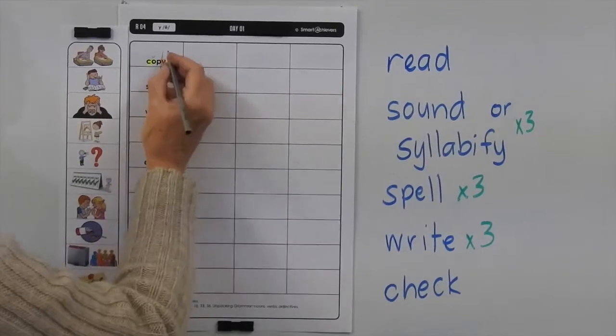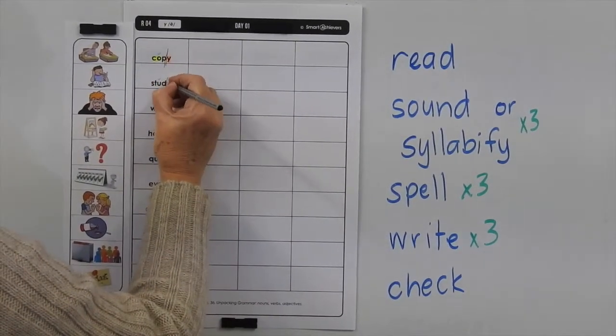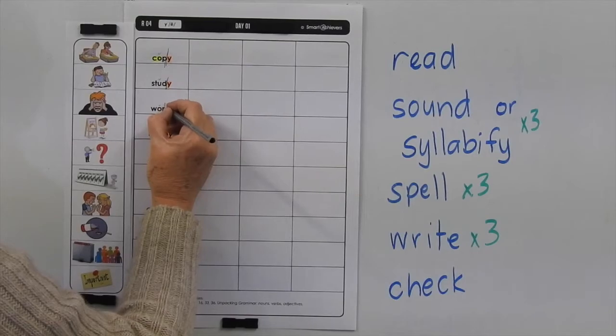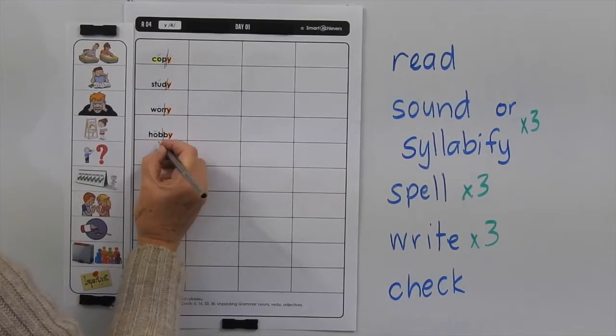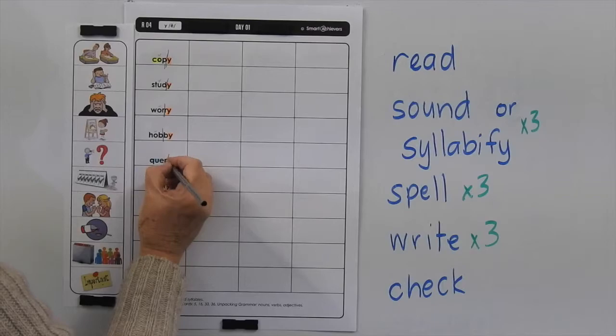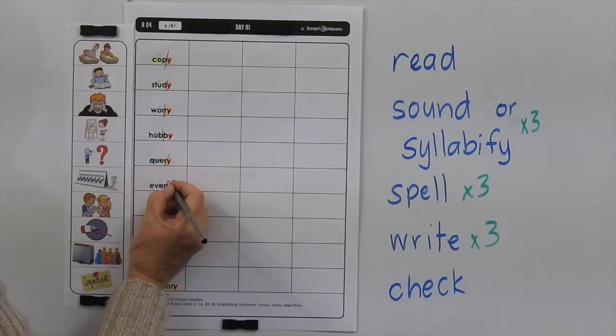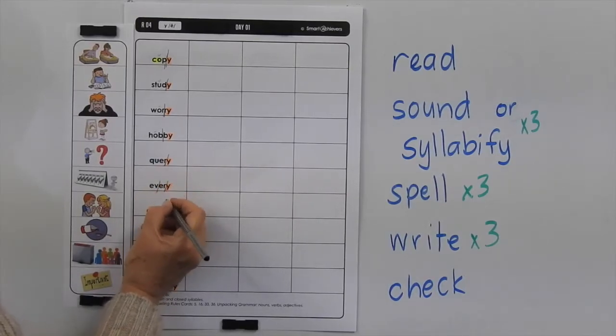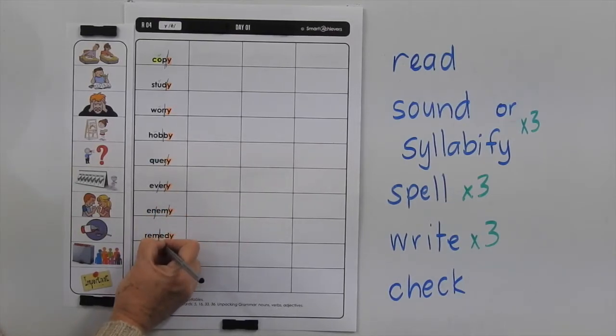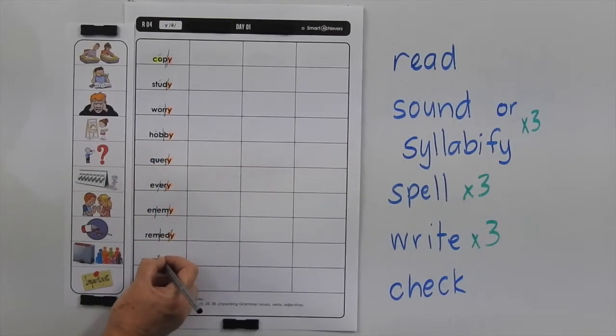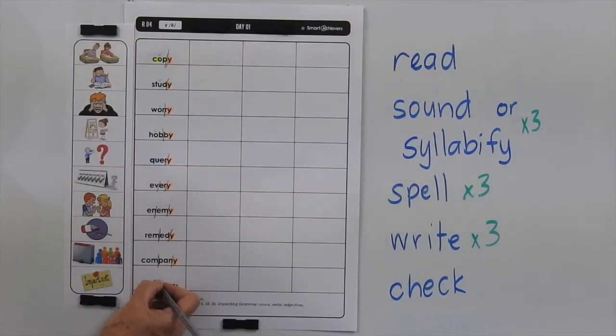I've broken these words up into syllables for you to help you. So I've got copy, study, worry. When we split a word and there's a double consonant, we usually do it between the two consonants, or if we have an R-controlled vowel, we're going to do it after the R-controlled vowel. So I'll mark those in a bit darker for you so you can see them, and you can put those into your words to help you spell them and break them down into their syllables.